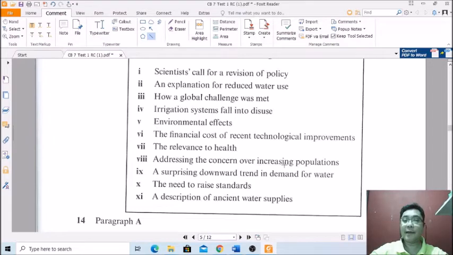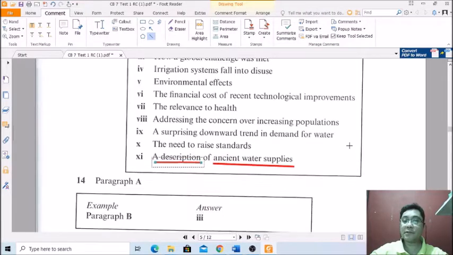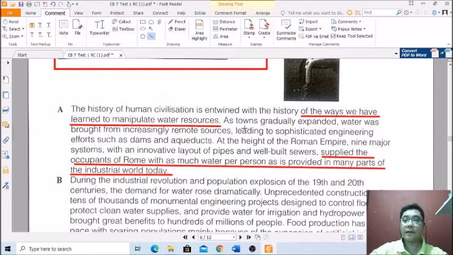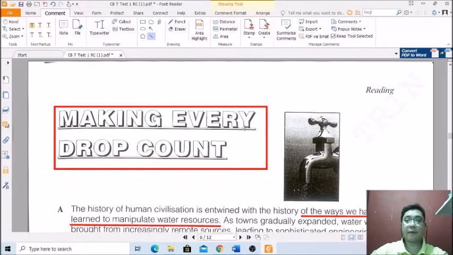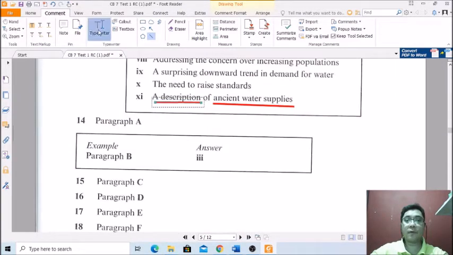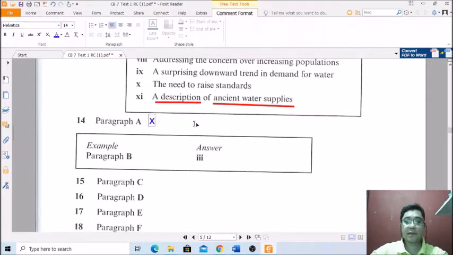But in 11, descriptions of ancient water supply, and the descriptions. Can we find the descriptions? Yes, we can. It says that as cities gradually expanded, water was brought from increasingly remote sources, leading to sophisticated engineering efforts such as dams and aqueducts at the height of the Roman Empire. So there is a correlation between A and that heading because the heading actually paraphrased what is all being explained in the paragraph. Therefore, the answer for paragraph A is actually 11.